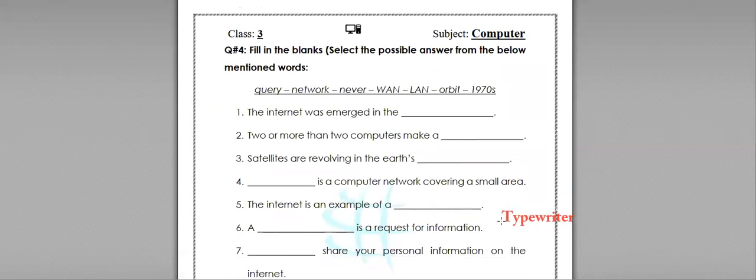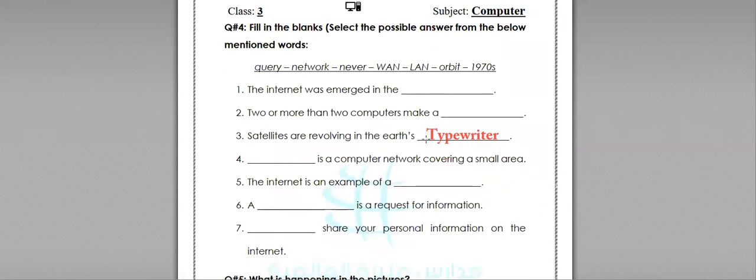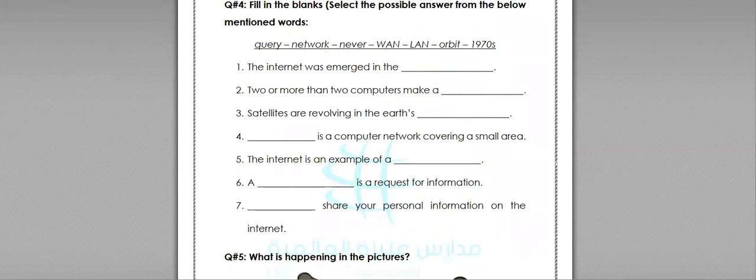Now, we have a fill in the blanks question. Select the possible answers from the below mentioned words. The internet was invented in dash years, in the 1970s. So the right answer is 1970s. Next, two or more than two computers make one WAN, wide area network. Satellites are revolving in the Earth's orbit.